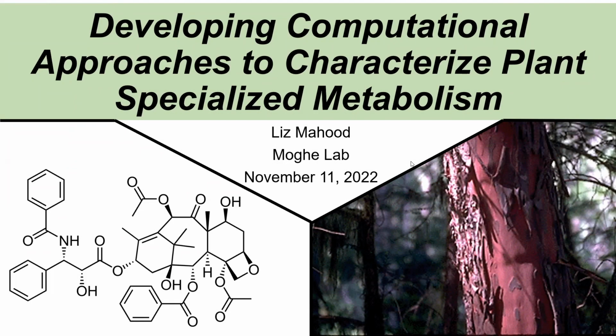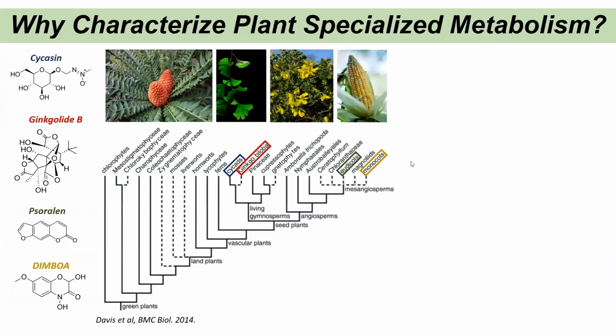Okay. So my thesis has largely been devoted to developing computational approaches to characterize plant-specialized metabolism. If you're perhaps new to this field, one of the first things you might be asking is why characterize plant-specialized metabolism? And in answering this question, I'm also going to define what I mean by a specialized metabolite.